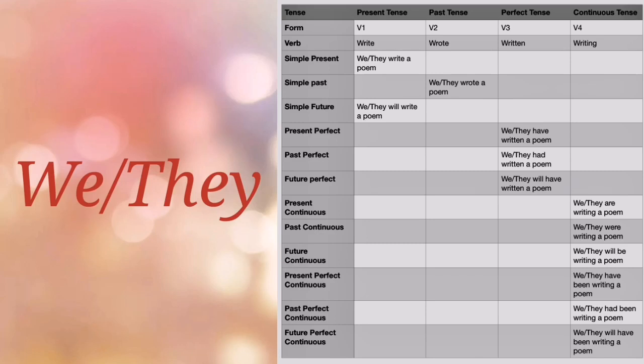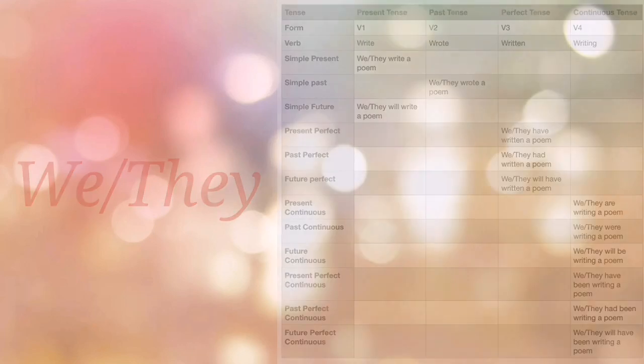V4 writing is used to make present continuous tense we or they are writing a poem, past continuous tense we or they were writing a poem, future continuous tense we or they will be writing a poem, present perfect continuous tense we or they have been writing a poem, past perfect continuous tense we or they had been writing a poem and future perfect continuous tense we or they will have been writing a poem.